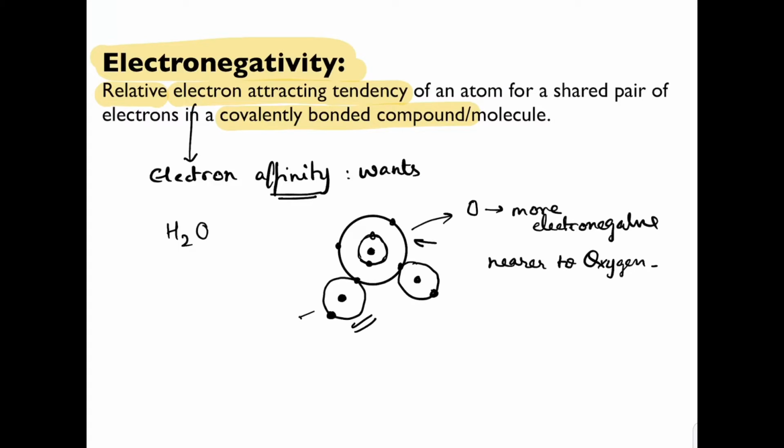It's more electronegative. So in this covalently bonded compound, relative to hydrogen, oxygen has more of an electron attracting tendency. It tends to attract more electrons for a shared pair of electrons, that is, these four electrons are a shared pair in a covalently bonded compound or molecule.